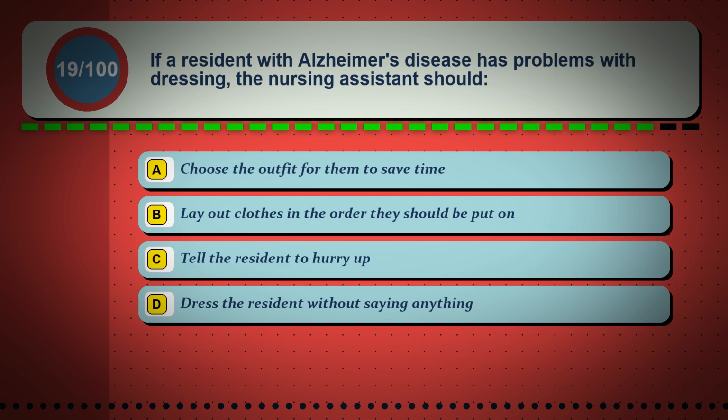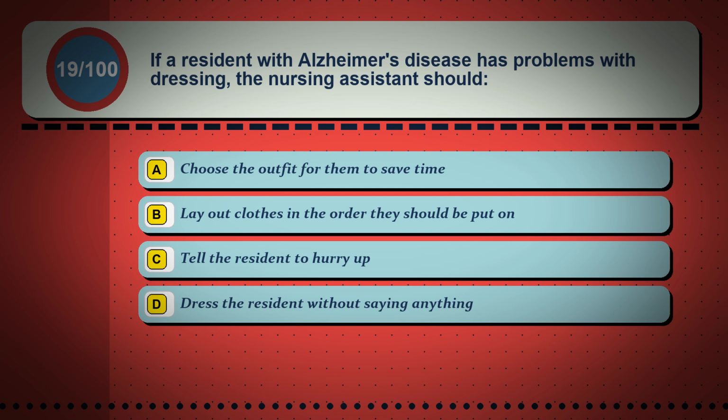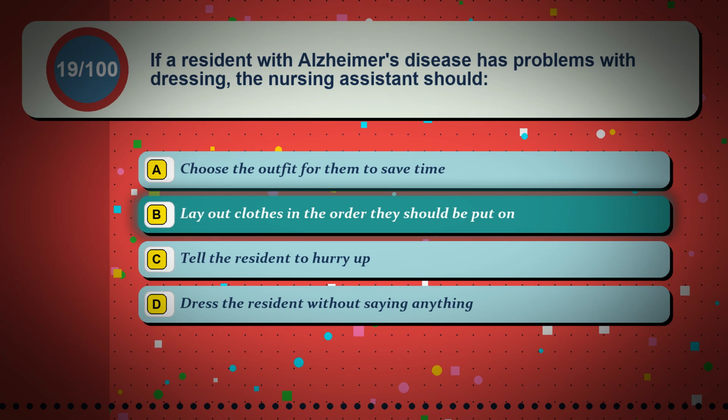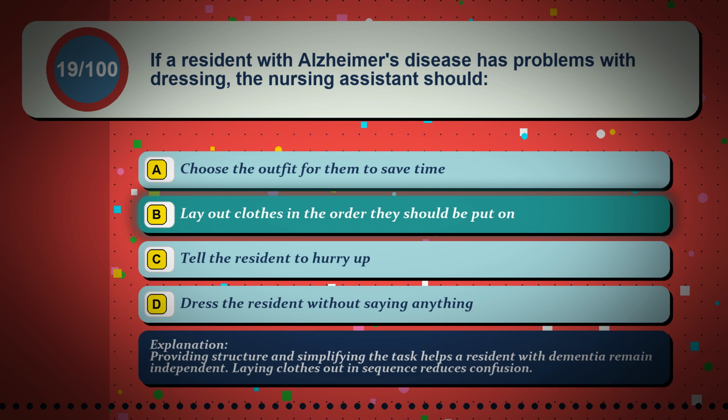Question 19. If a resident with Alzheimer's disease has problems with dressing, the nursing assistant should: Option A, choose the outfit for them to save time. Option B, lay out clothes in the order they should be put on. Option C, tell the resident to hurry up. Option D, address the resident without saying anything. The correct answer is option B. Lay out clothes in the order they should be put on. Providing structure and simplifying the task helps a resident with dementia remain independent. Laying clothes out in sequence reduces confusion.